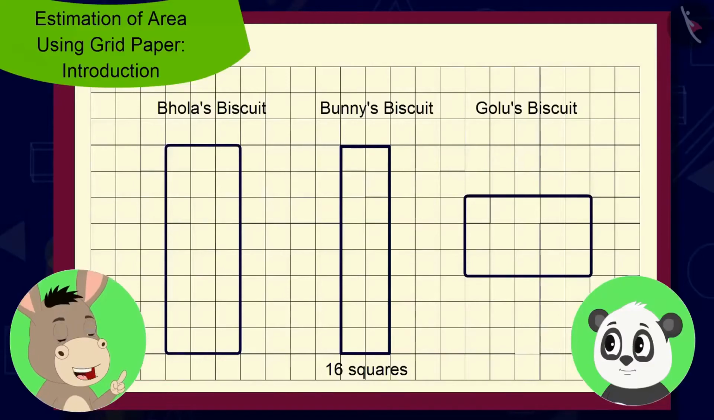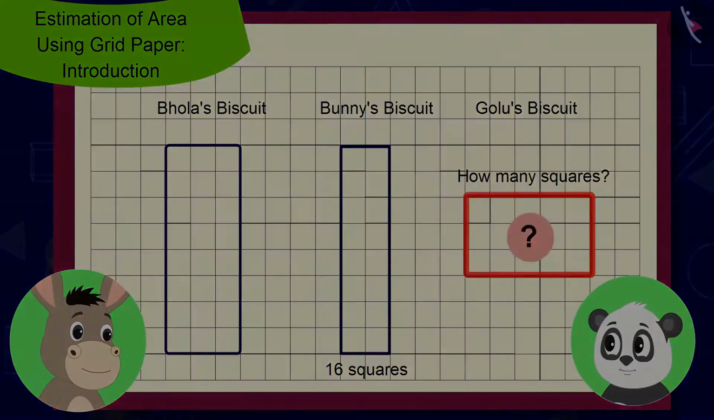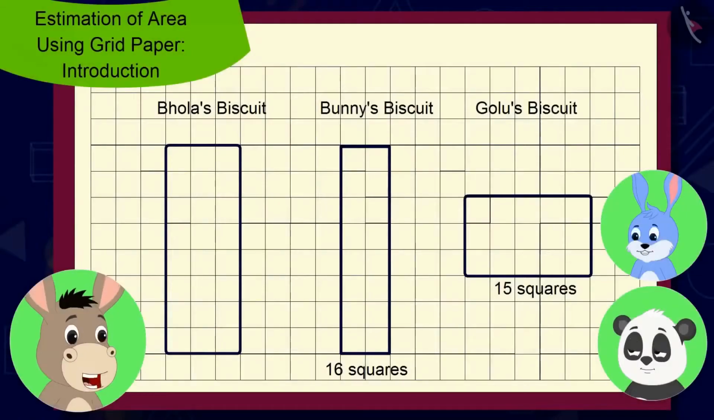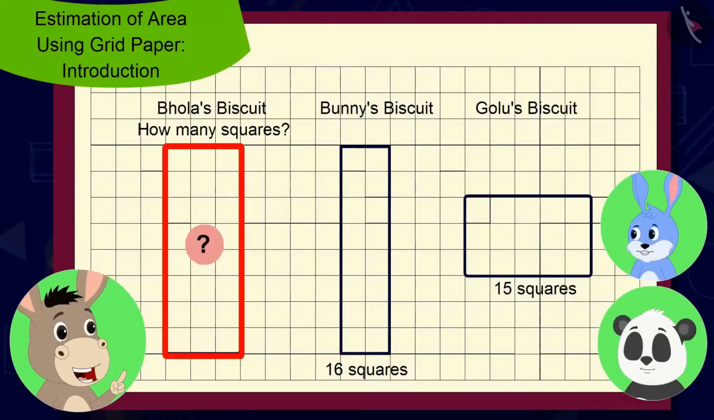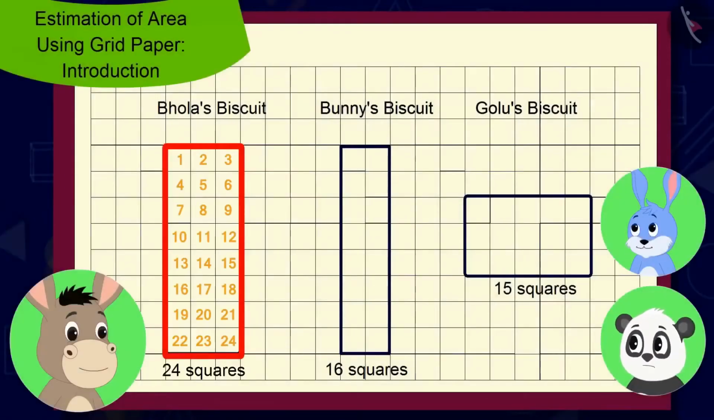And Golu, tell me how many squares are there in the shape of your biscuit? Bhola asked Golu. 15 squares, said Golu. And can you both tell me how many squares are in the shape of my biscuit? Bhola asked Bunny and Golu. 24 squares? 24 squares? said Bunny and Golu, shocked.